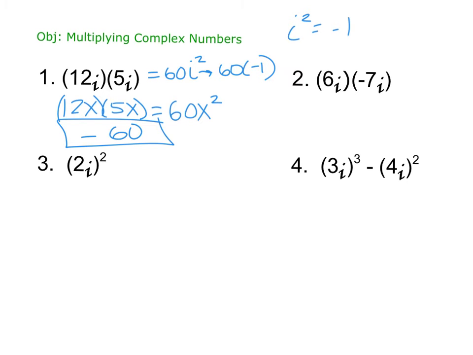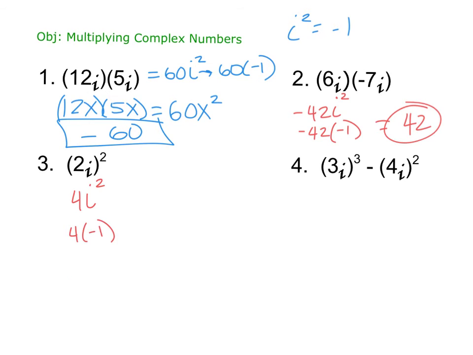All right, so we've got -42i squared. -42, I'm going to replace the i squared with -1, and we get +42. 2i to the second, that is 4i squared. Again, I'm going to replace my i squared with -1, and I get -4.